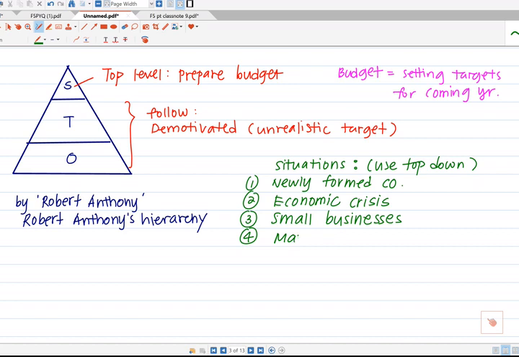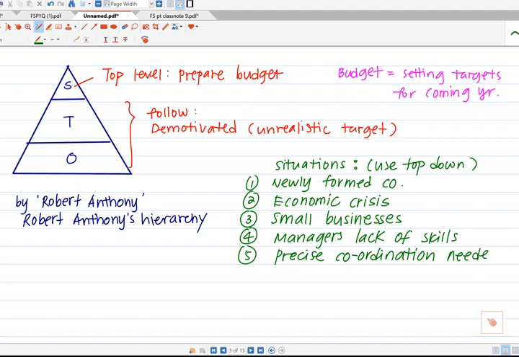Number 4, when the managers lack skills for budget preparation. Number 5, when precise coordination is needed with another company within the group.